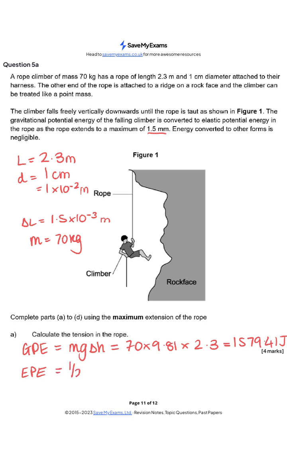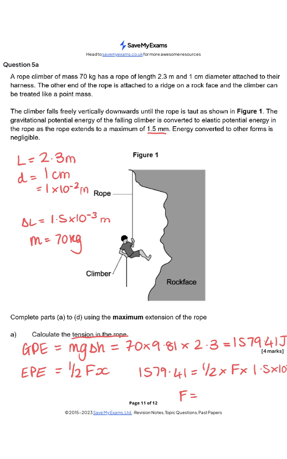Elastic potential energy is half Fx, as it's written on your formula sheet. So that's half times the force times the extension, and we are working out the force, that's what the tension is. So we have our answer from before, 1579.41 joules, equal to half times the force times the extension, which is 1.5 times 10 to the negative 3. We are going to rearrange that for F.